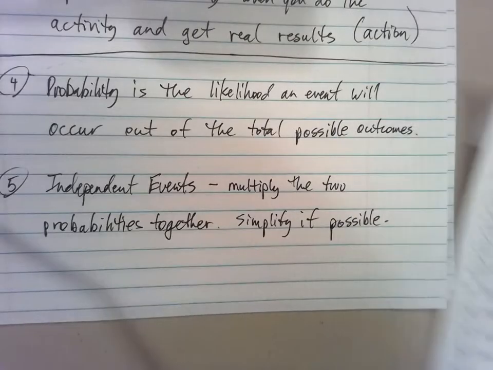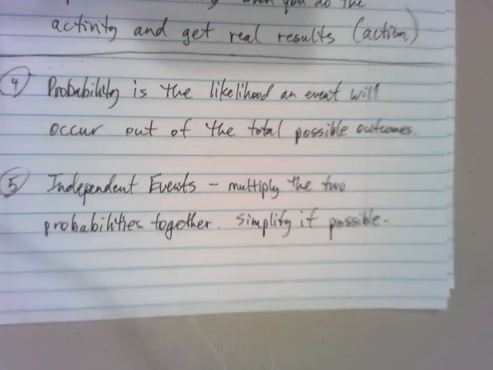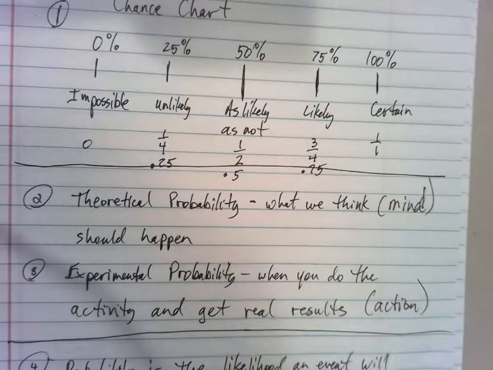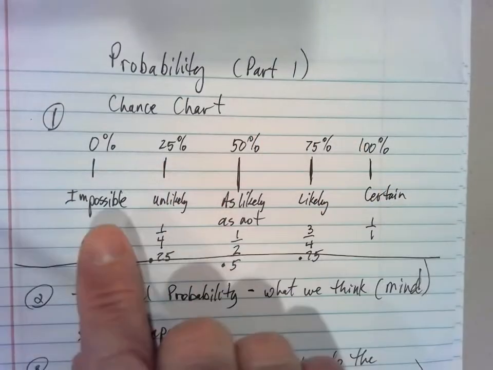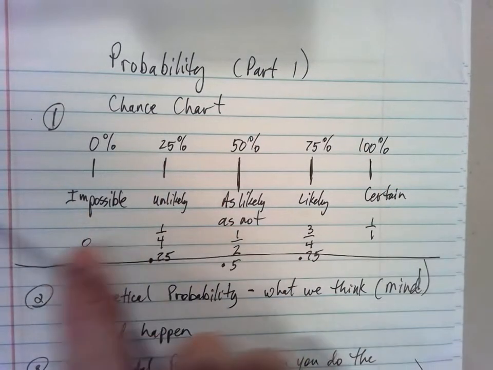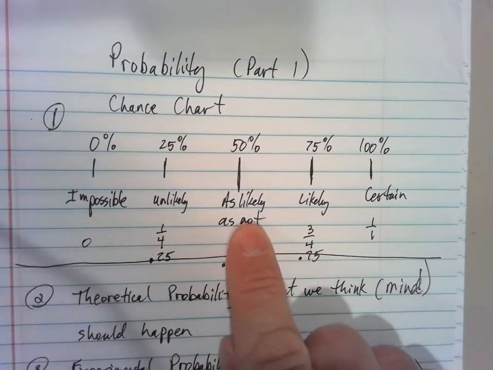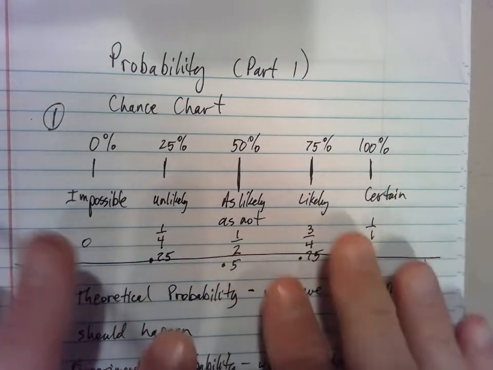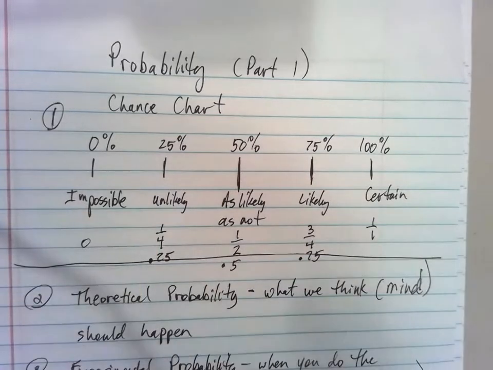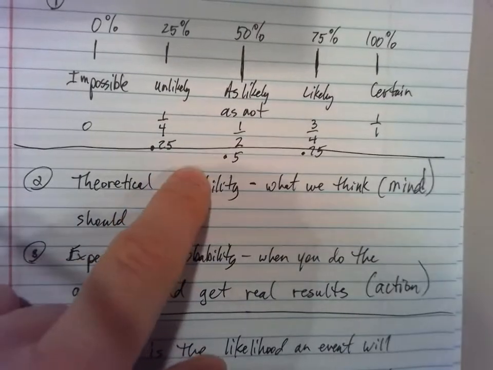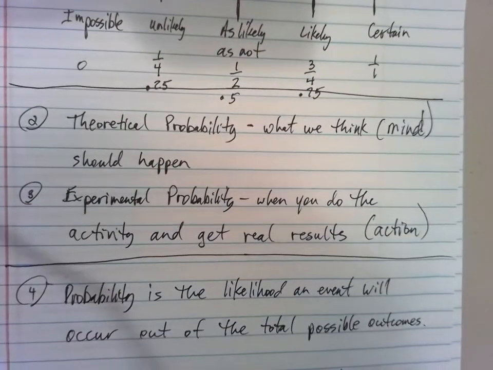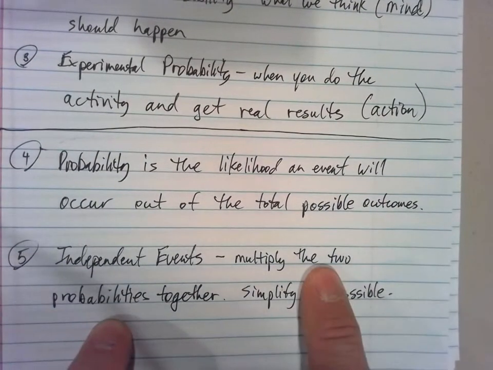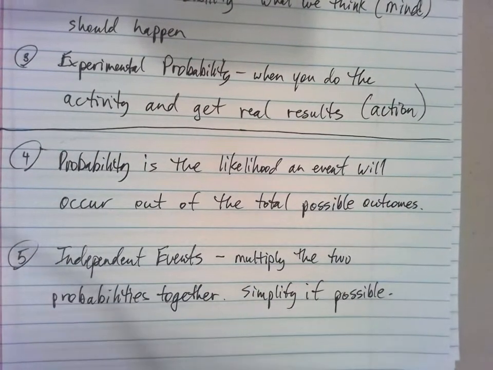Alright, folks, that kind of gives you a little combination of a couple different little activities today, nothing super hard. Alright, we talked about the chance chart. Okay, remember all these are going to be somewhere between impossible and certain. And you got 50/50s as likely as not, then you got unlikely is about 25%, likely is 75%, so you got somewhere in there, whatever probability is going to be. Theoretical is what we think. Experiments when we actually do some actions, which will be coming up soon. And don't forget independent events, make sure you multiply them together, and then simplify if possible.